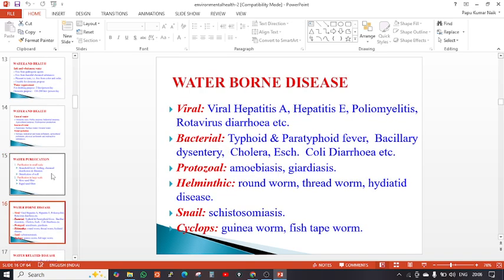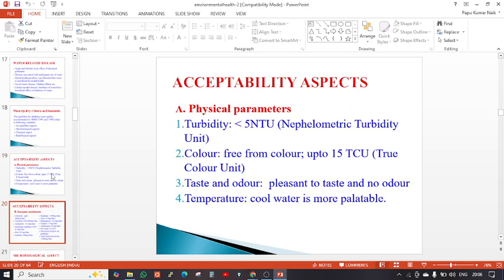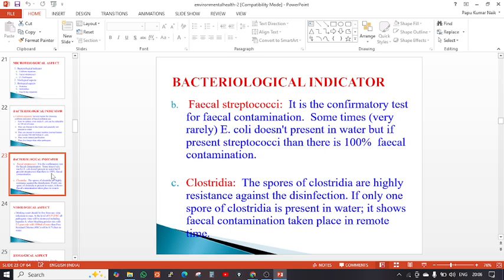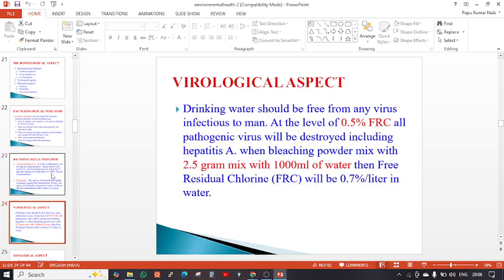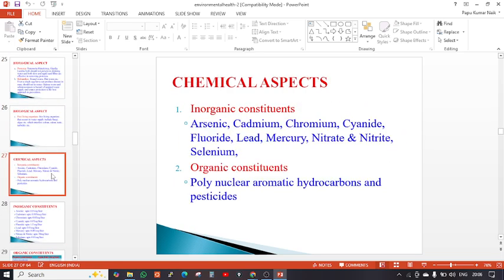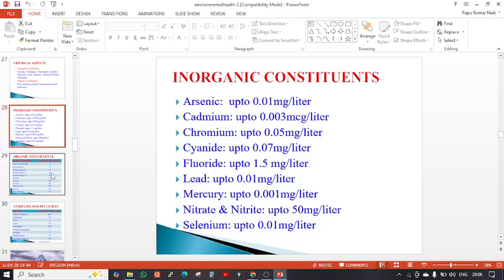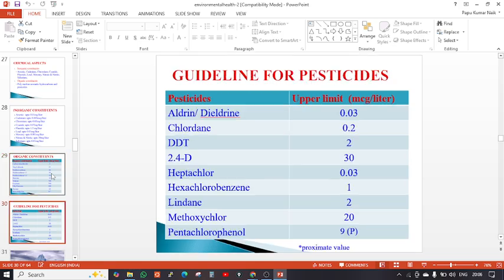Water purification, waterborne diseases, all these things. Then organic constituents, microbial organisms, bacterial indicators, virological aspects, all these we already discussed in the last class. The WHO and the Central Pollution Control Board also prescribe certain limits for inorganic and organic constituents, so that we can release them into the environment and not harm human health. But beyond this limit, humans and other organisms are affected.